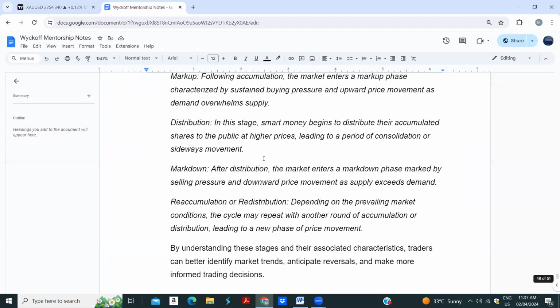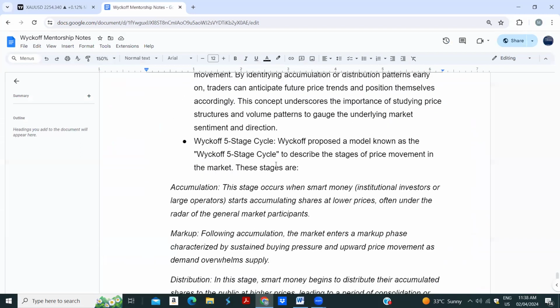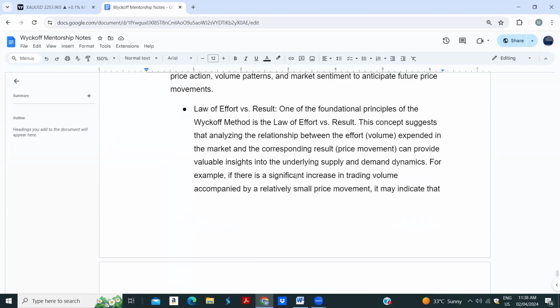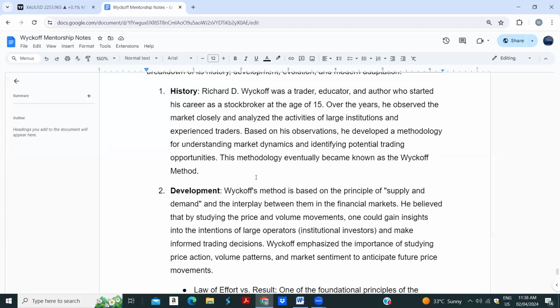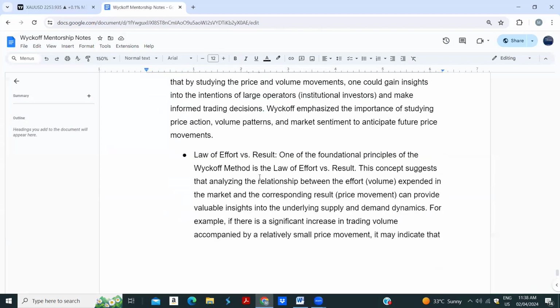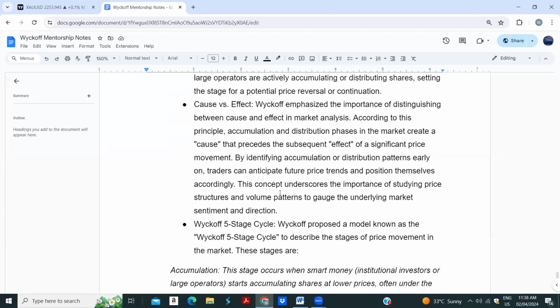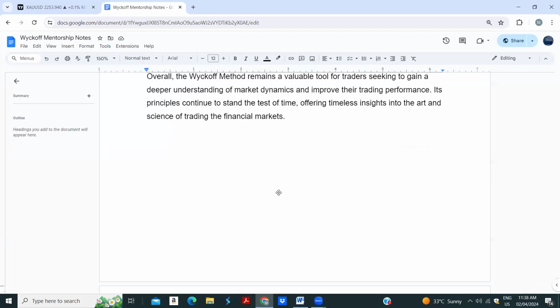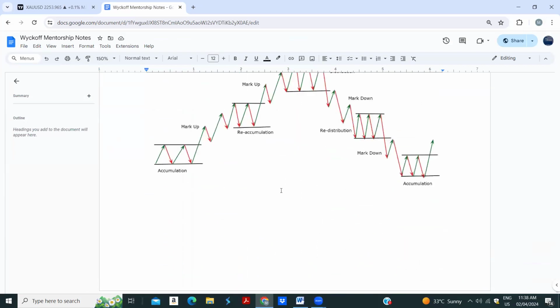And now we're going to go for the Wyckoff 5-stage cycle. The Wyckoff 5-stage cycle will be the second part of this episode. So this is episode number 15, part 1, and episode 15, part 2. We're going to discuss more about the Wyckoff 5-stage cycles and the model adaptation of Wyckoff. I hope you have understood everything related to the law of supply versus demand, the law of effort versus result, and the law of cause versus effect. Now we're going to study the Wyckoff 5-stage cycle in the next video, in the next episode.